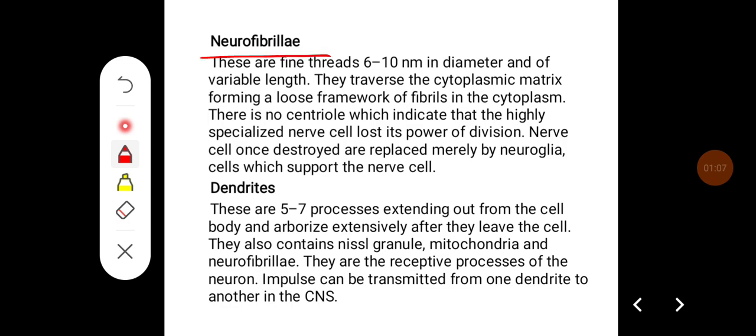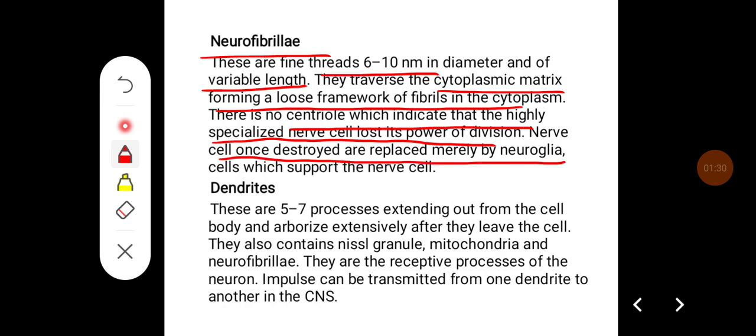Neurofibrillae, these are fine threads 6 to 10 nanometers in diameter and of variable length. They traverse the cytoplasmic matrix, forming a loose framework of fibrils in the cytoplasm. There is no centriole, which indicates that the highly specialized nerve cell lost its power of division. Nerve cells, once destroyed, are replaced merely by neuroglia cells which support the nerve cell.